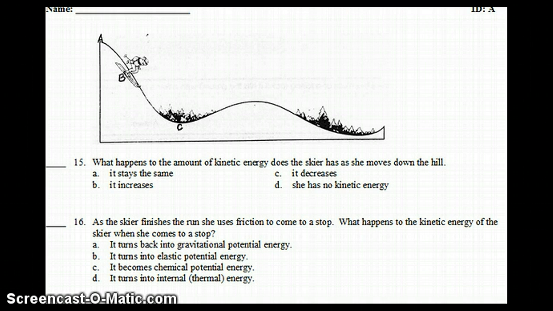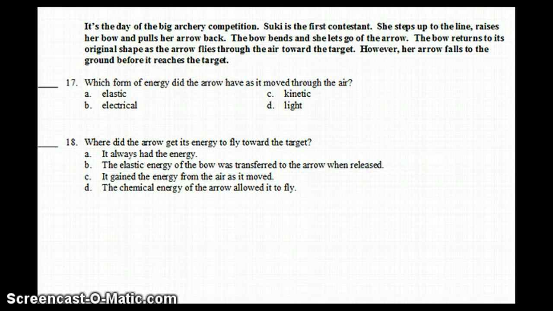C, it turns into chemical potential energy, or D, it turns into internal or thermal energy. It's the day of the big archery competition. Suki is the first contestant. She steps up to the line, raises her bow, and pulls her arrow back. The bow bends and she lets go of the arrow. The bow returns to its original shape as the arrow flies through the air towards the target.